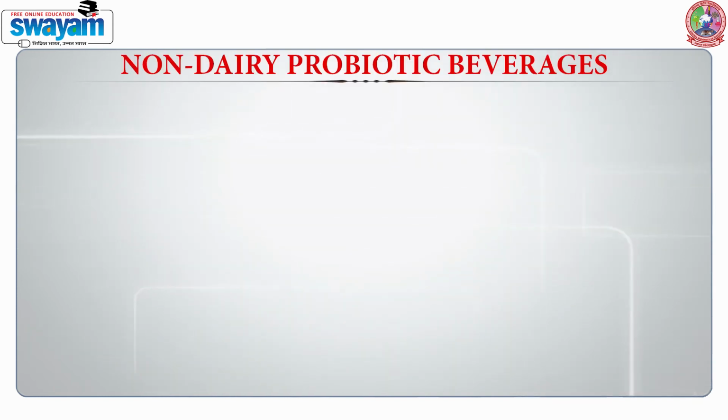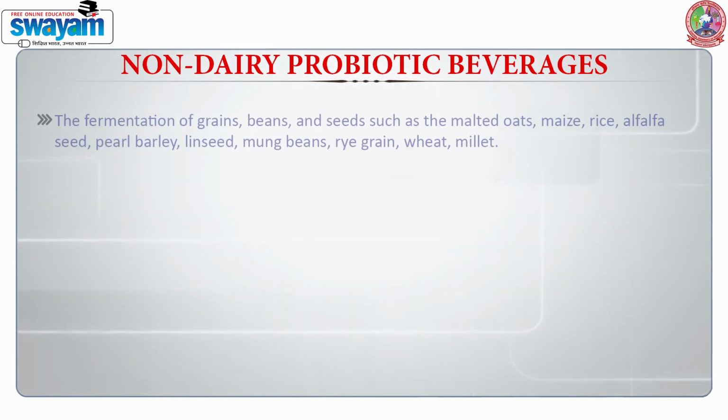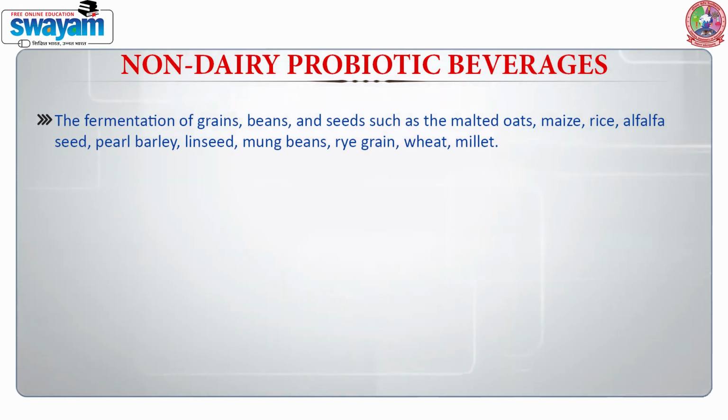Now we come to non-dairy probiotic beverages. We call them non-dairy because these are produced mainly from grains, beans, seeds such as malted oats, maize, rice, alfalfa seed, pearl millet, barley, linseed, mung bean, rye grain, wheat, and other non-dairy sources.